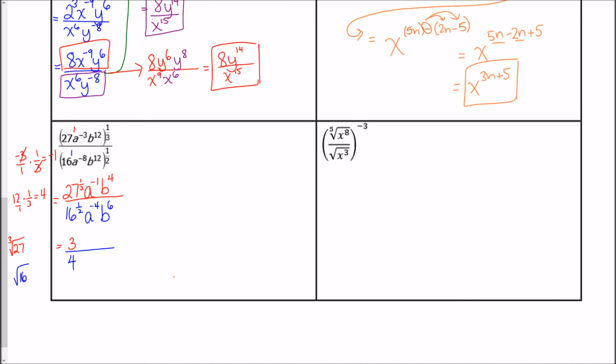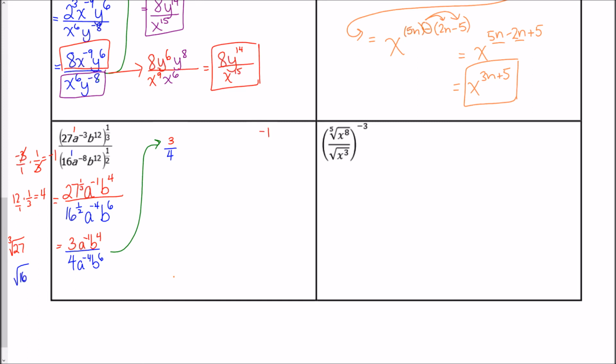And then the rest of it I'm going to leave as is, a to the power of -1, b to the power of 4, and then in my denominator, a to the power of -4, b to the power of 6. And I'm going to do this 2 different ways just like we did before. So the first way I'm going to do it is just leave my coefficient as 3/4 because that's essentially what this is saying. And then when I divide, I should subtract my exponents.